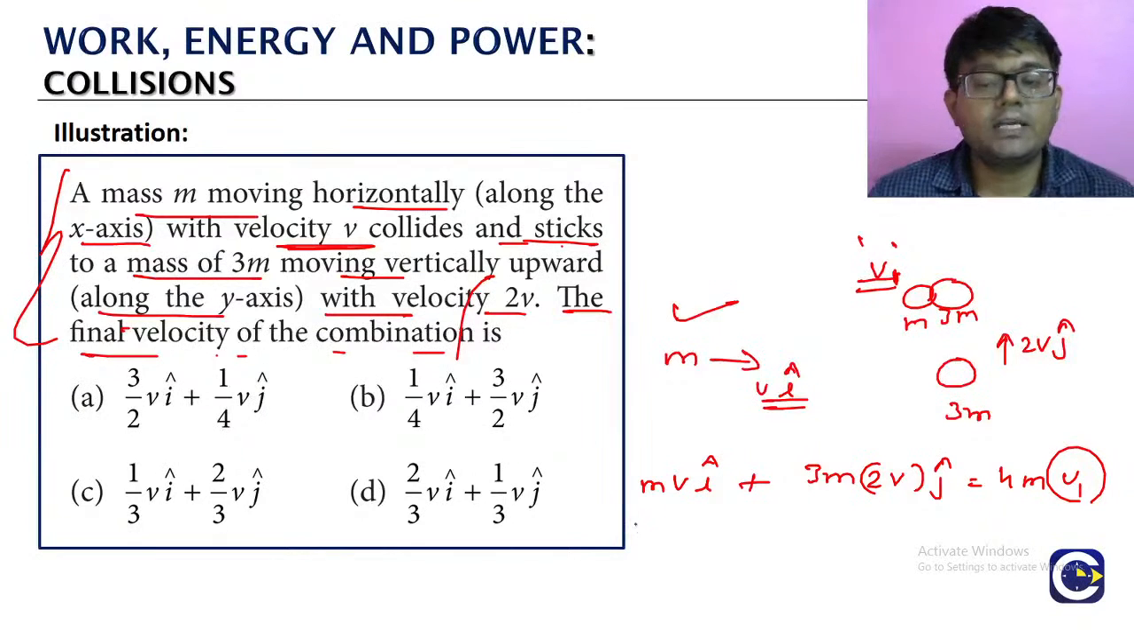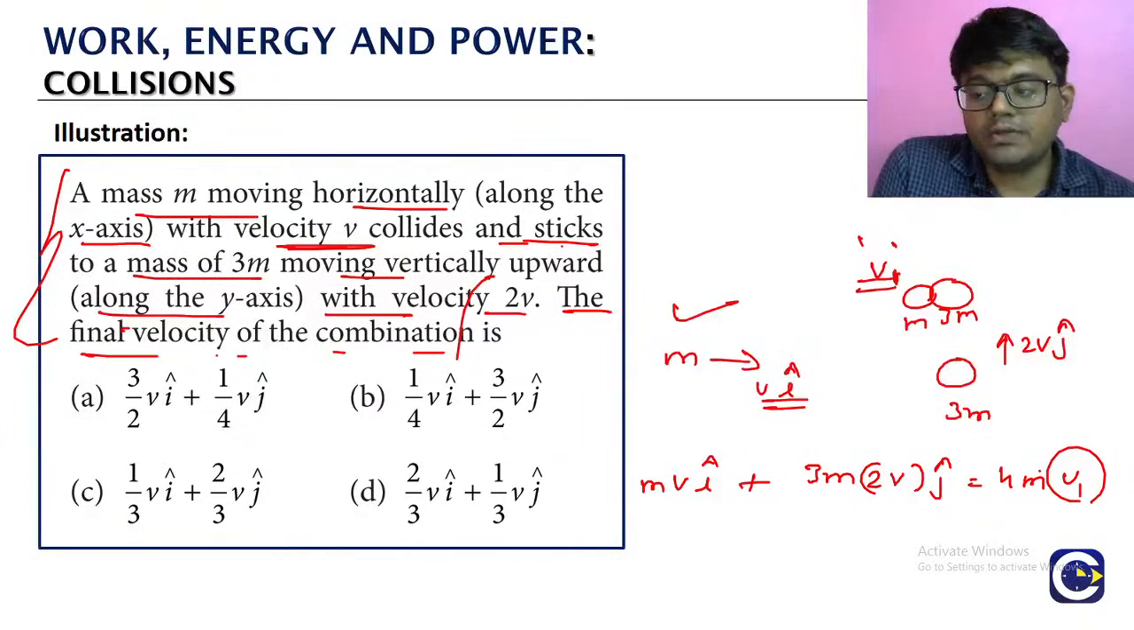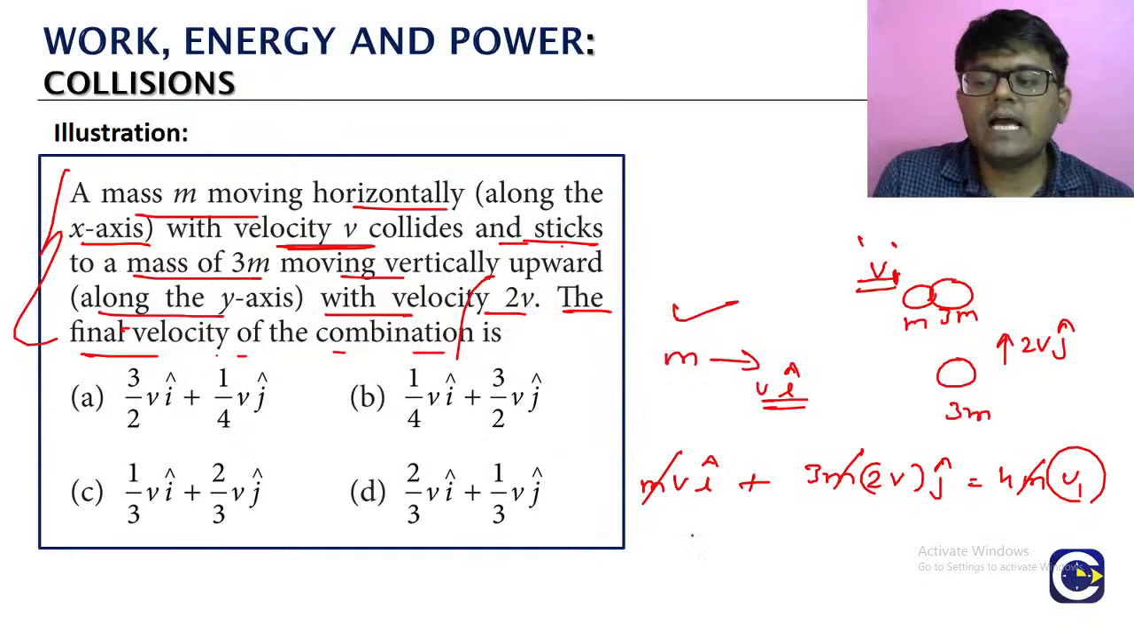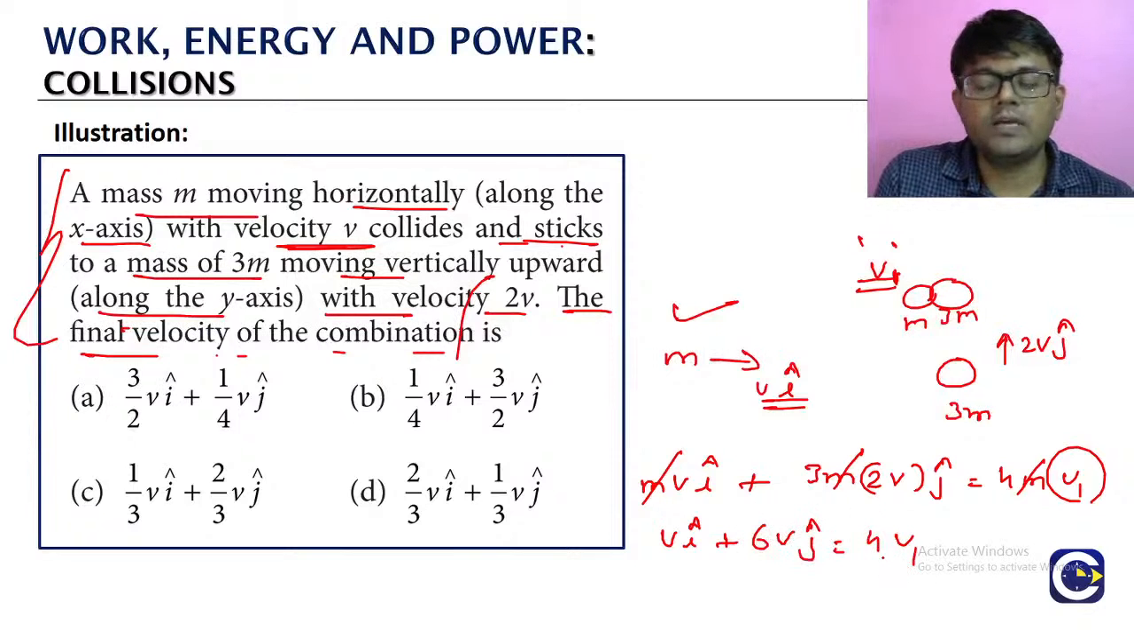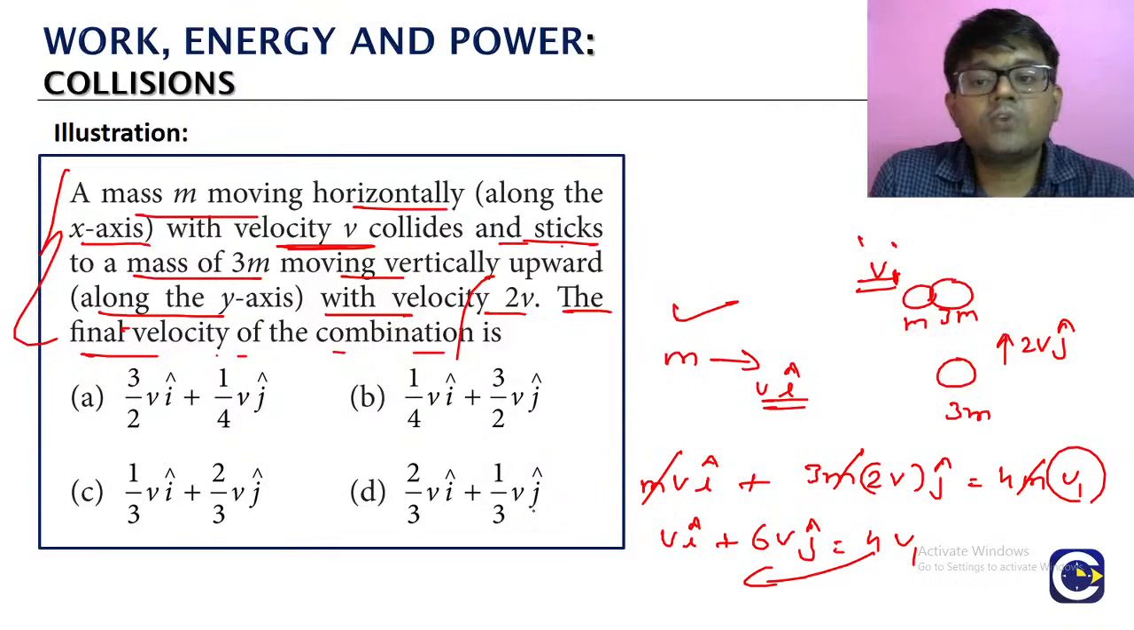We are looking to find what is the v1 value, right? So on both sides we can cancel m. If we cancel, what do we have? vi plus 6vj is equal to 4v1. We are looking for v1, right? Bring the 4 to the left side.